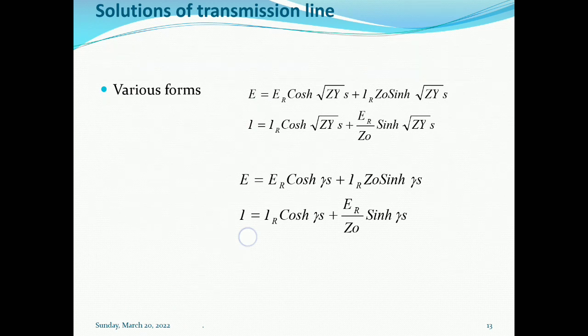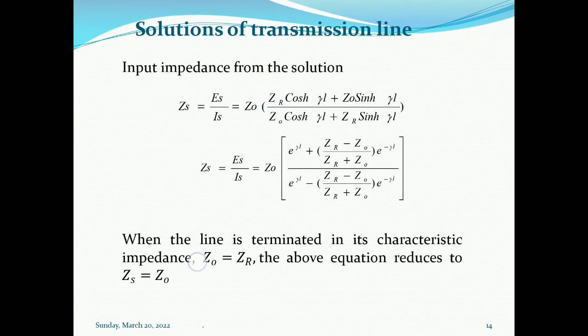I will also share a separate video for the general solution of the transmission line. This is a very important 13-mark question, and it is a very lengthy derivation, so we will discuss this topic in the next video. So these are the solutions of the transmission line. When the line is terminated in Z0, that is, the characteristic impedance Z0 equals ZR, the above equation reduces to ZS equals Z0. That means the input impedance equals the characteristic impedance.